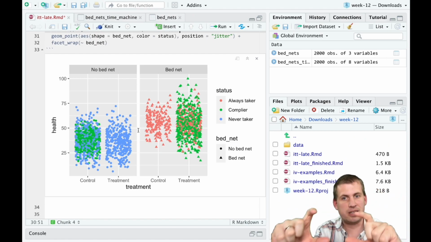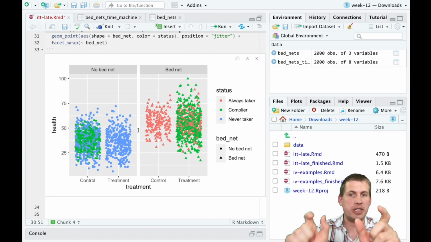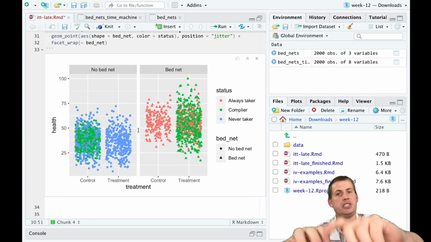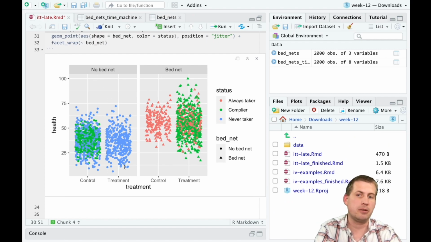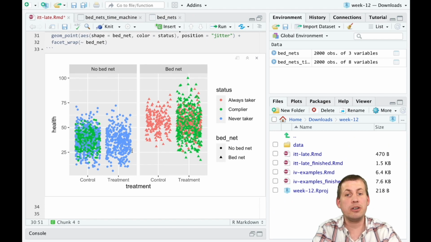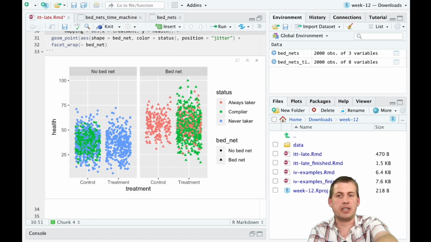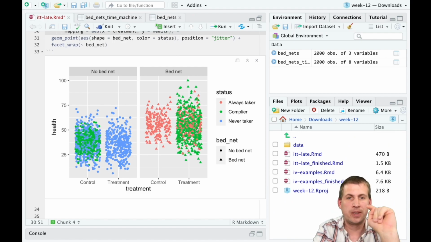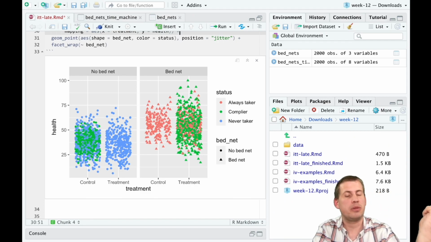We can actually get there's no entanglements between different groups. We know the exact proportion of people in the population who are always takers in the control group who were assigned to the bed, or who used the bed net, or who didn't use the bed net who were assigned to treatment group. So our goal is we want to do something mathematically to only look at the green points here. But we don't have a column that tells us if they're a complier or not.